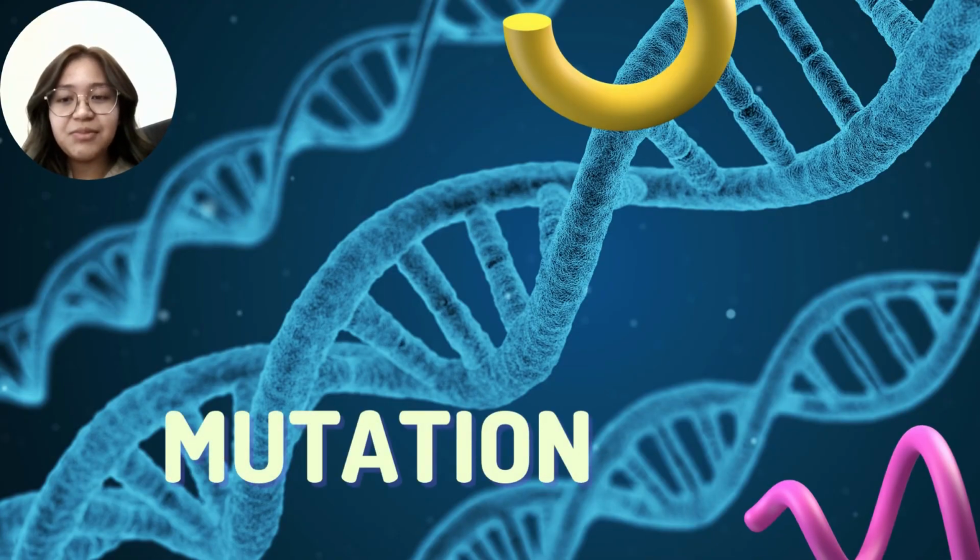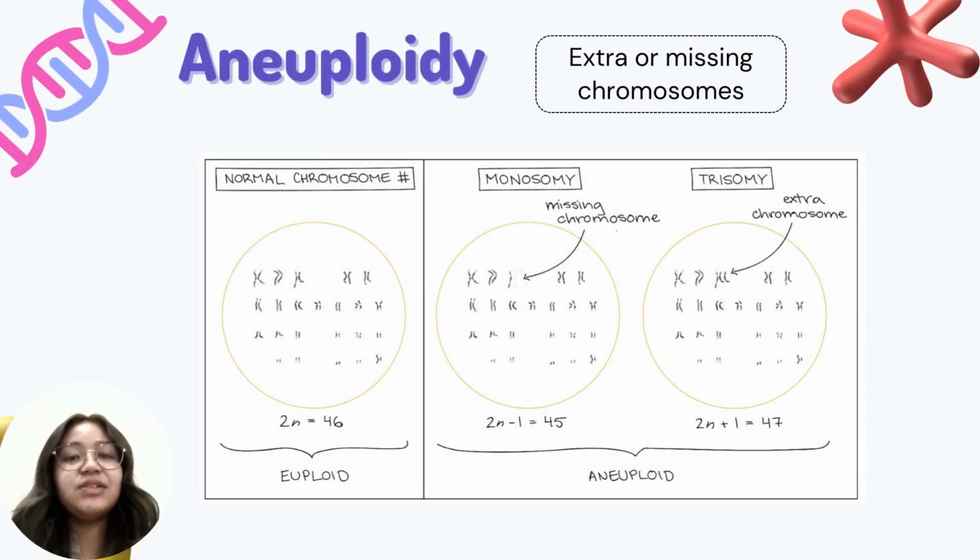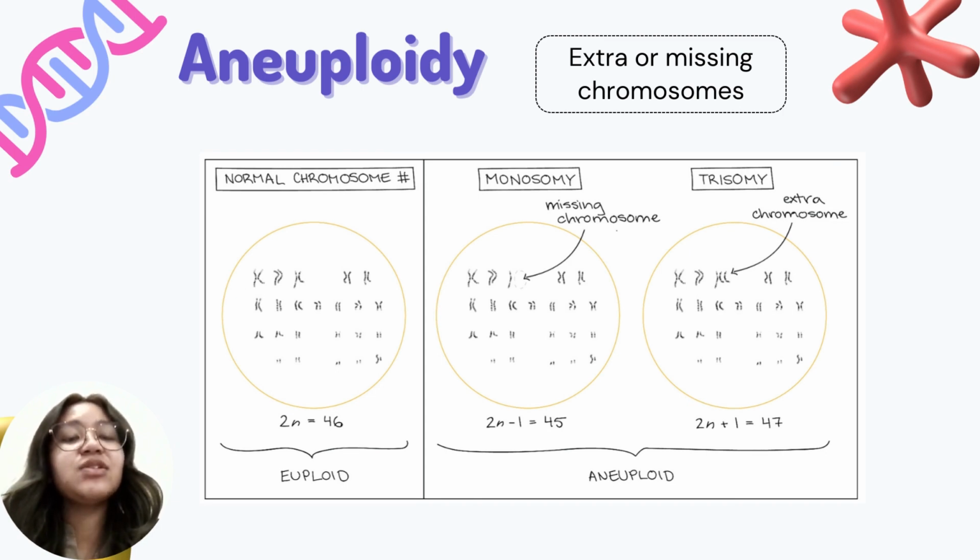Now we move to mutation. When an organism or cells contain 2n chromosomes or another complete multiple of n, it is said to be euploid. If a cell is missing or has extra chromosomes, it is said to be aneuploid. Two common types of aneuploidy have their own special names. The first one is monosomy, when an organism has only one copy of a chromosome that should be present in two copies, like 2n minus 1.